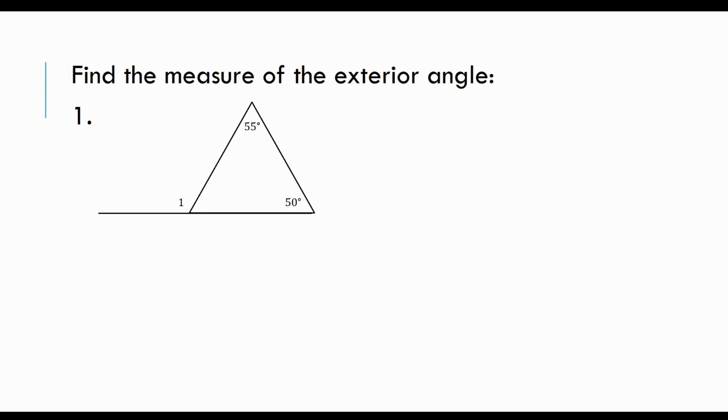Let's find the measure of the exterior angle. So we have angle 1, which is what I want to find. And notice that the two angles that are given are the remote angles that I'm looking at. So I know that the measure of angle 1 is going to be me adding those two angles together. So 55 plus 50 is going to get me the measure that I'm looking for. Add them up, I get a 105-degree angle, which is that exterior angle.